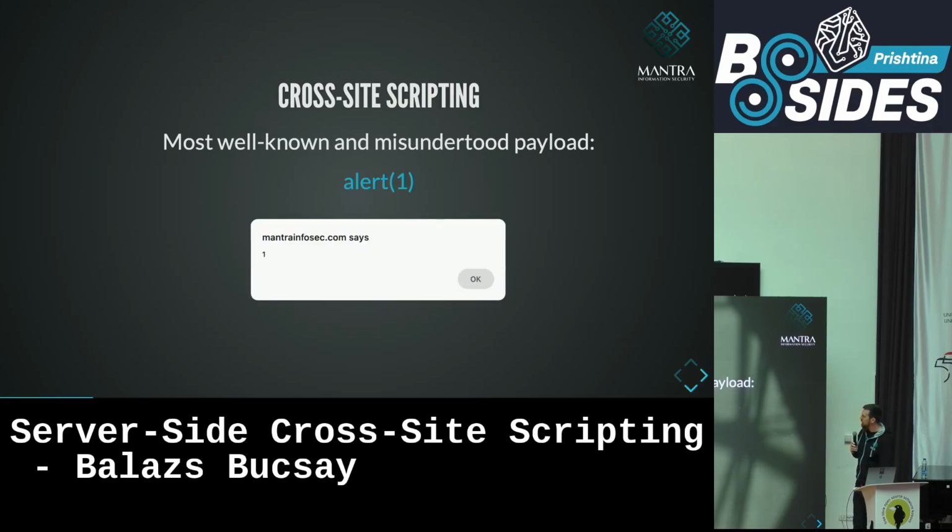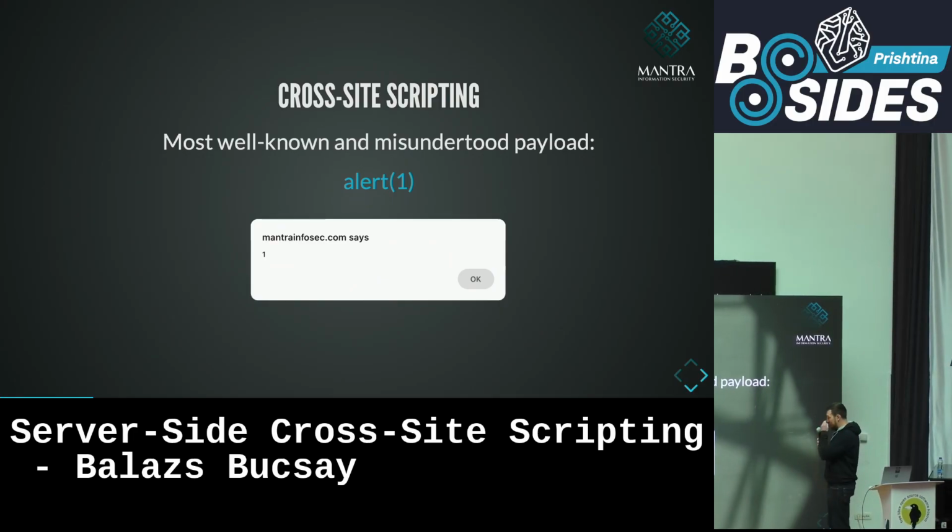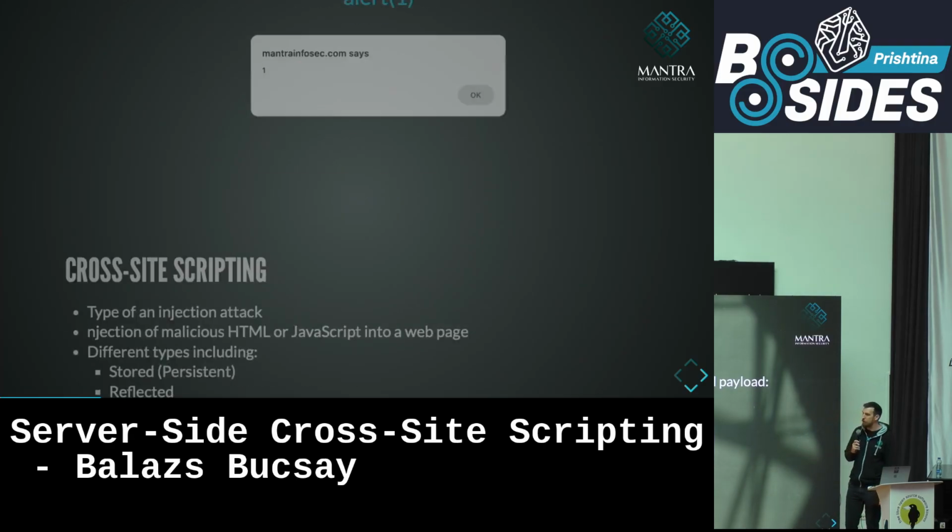First of all, I would like to start with cross-site scripting. Everybody knows cross-site scripting. This is the most well-known attack vector vulnerability out there, and I'm pretty sure this is one of the most misunderstood as well. If you see this window, you have cross-site scripting on your website. This is usually how it's presented in reports.